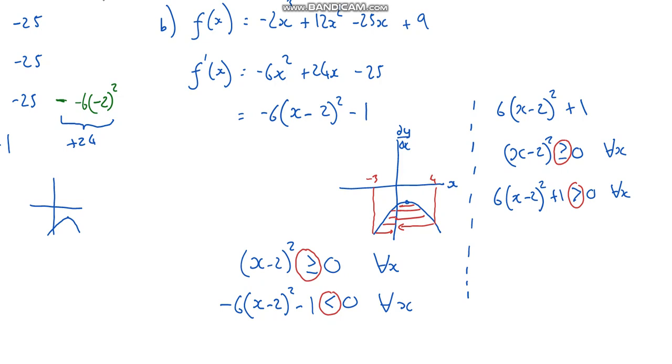So what you could also say is you could point to the graph and say that the max value is equal to -1, and -1 is less than 0. So therefore, yeah, f dash x is less than 0 for all values of x. So you could talk about it that way as well.